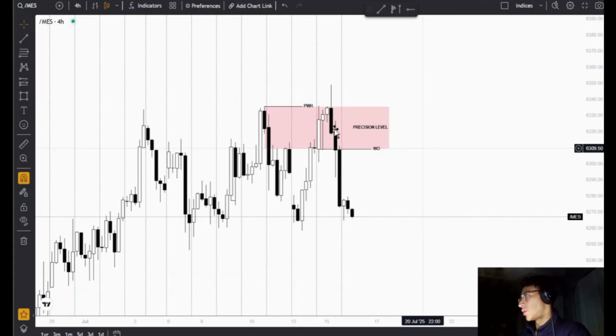As you can see, there was a pretty explosive move. We're looking at the 4-hour chart. If you were looking at the 1 hour, 15-minute, even the 5-minute, you could have gotten some extremely explosive entries.